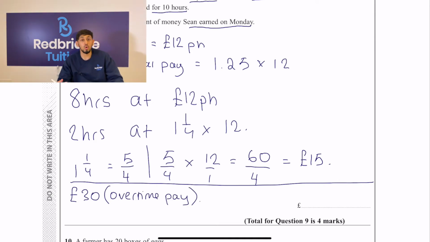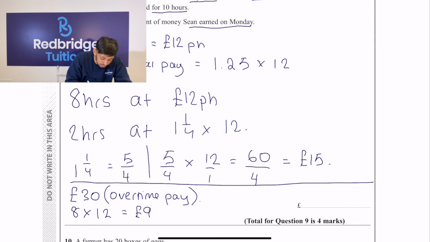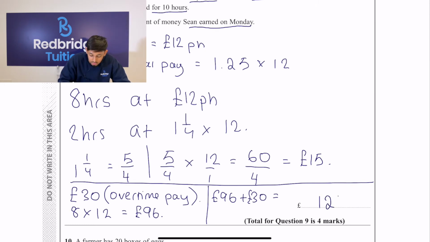Okay, now we can work out how much he has made for the first 8 hours that he worked by doing 8 times 12, which gives us £96. To finish this question off, we just need to add both values together to work out the total amount that Sean earns in his time at work. £96 plus £30 gives us a total of £126.